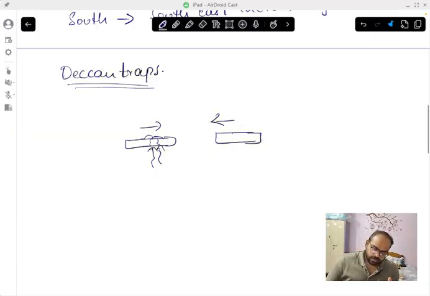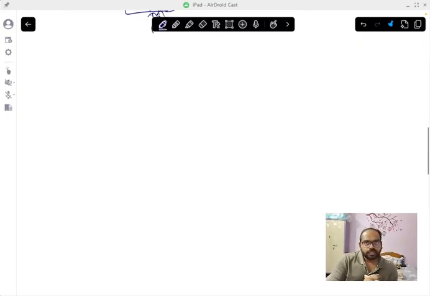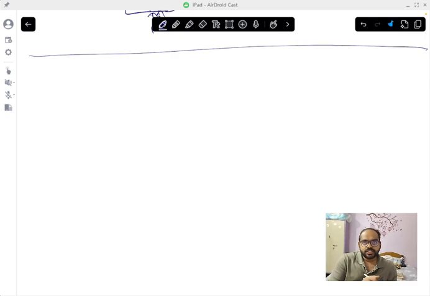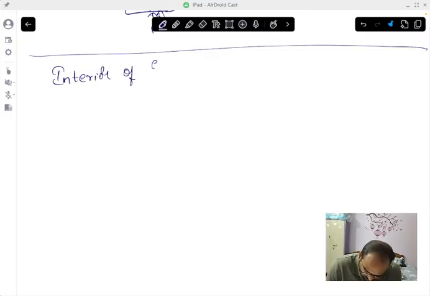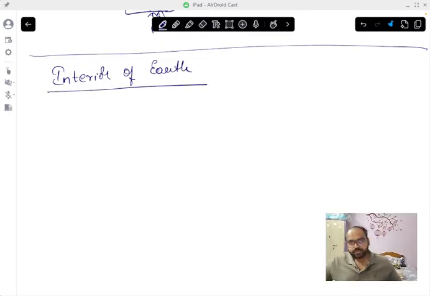That's all about the movement of the Indian plate. With this, we have completed the formation of oceans and continents. Next important topic would be the interior of the Earth, that is, the layering of the Earth below the surface. We have to know about the interior of Earth.